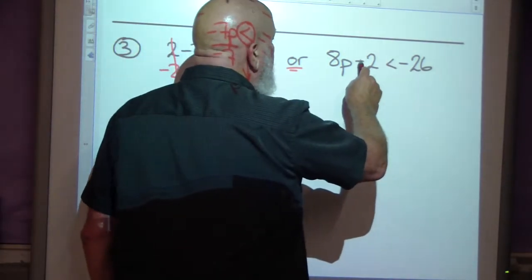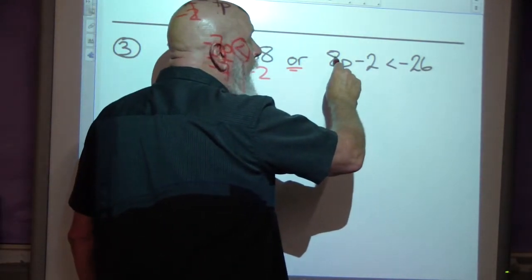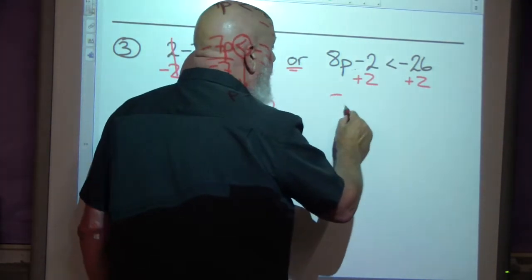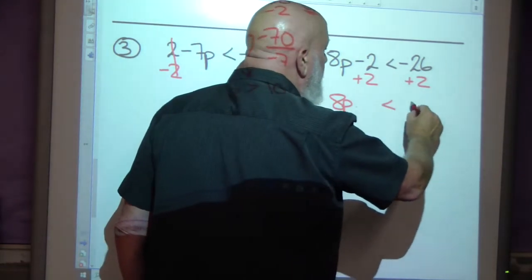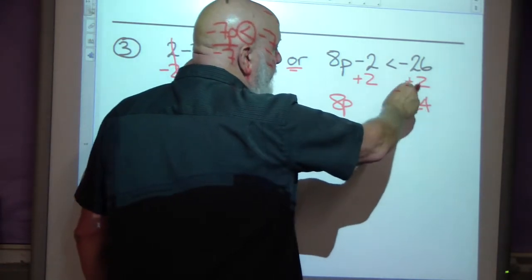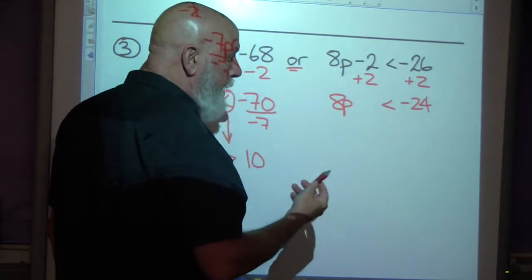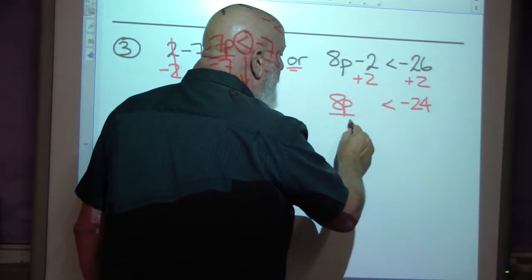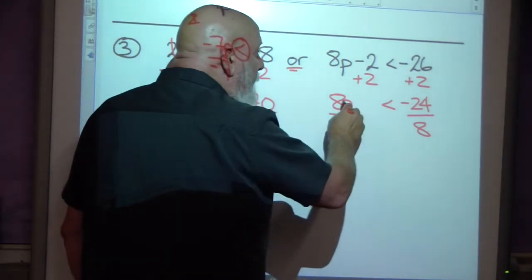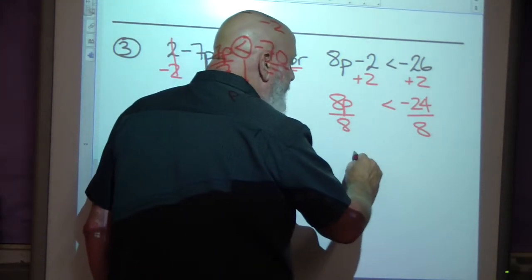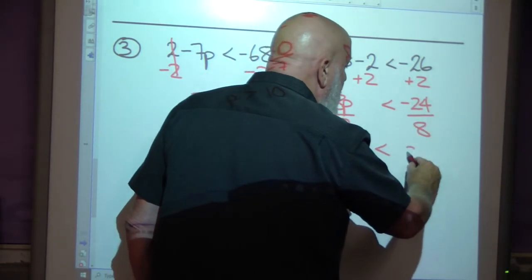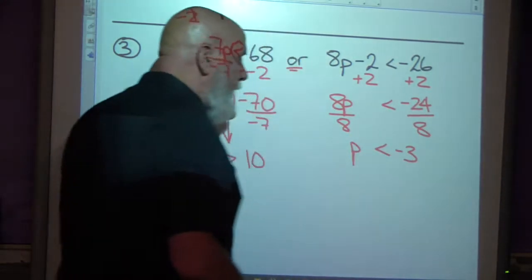Now I'm going to solve this one. I'm going to add 2 and then divide by 8 to get p by itself. So I'm adding 2. Rewriting my inequality because I'm not in a hurry. I believe that's -24, -26 plus 2 together. Different signs, so I subtracted, kept the sign of the one with the greater absolute value. Dividing by 8. This won't change the direction of my inequality because I'm not dividing by a negative. 8p divided by 8 is just p. This stays the same direction. 24 divided by 8 is 3. If one of the numbers is negative, the quotient is negative.